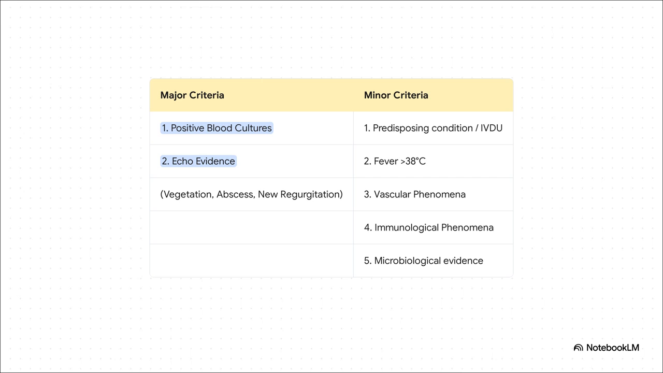Definitive proof. So that's positive blood cultures with the right kind of bug, or actually seeing something on an echo, like a vegetation or an abscess. Then you've got your minor criteria. This is all your supporting evidence: the predisposing conditions, the fever, and those embolic and immune signs we just talked about.